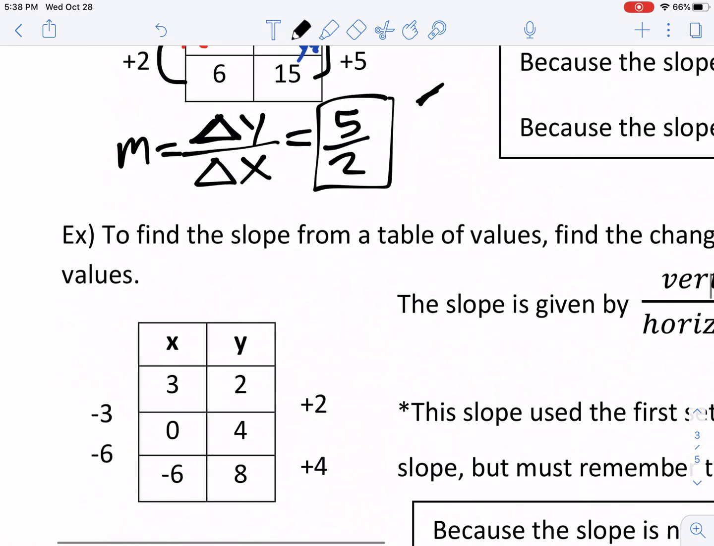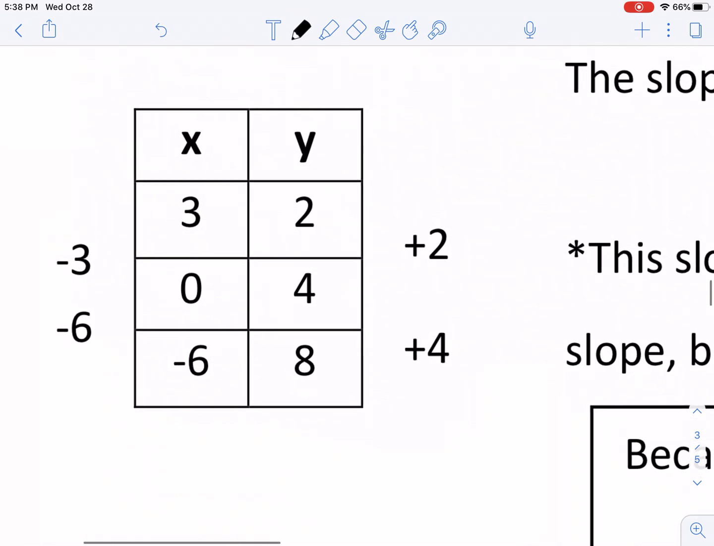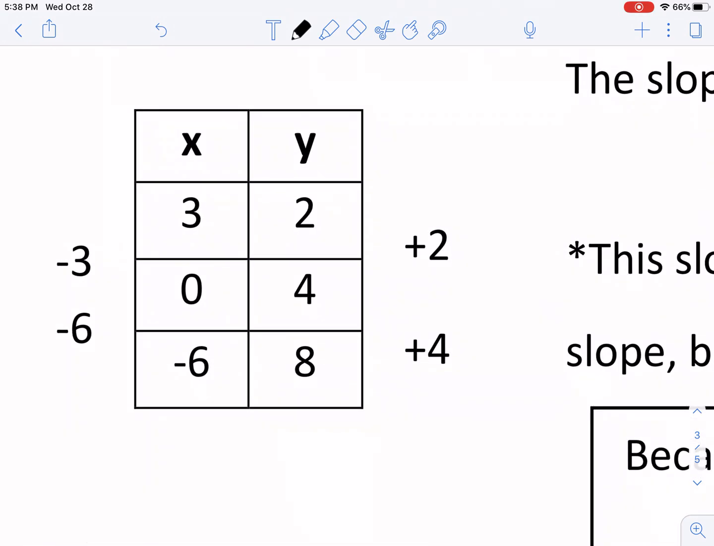Let's try one more using the change of y and change of x method, and then the slope formula method. Again, when we're looking for the change in y, we're saying as I move down the table, how do things change? To go from 2 to 4, I'd have to add 2. Then to go from 4 to 8, I'd have to add 4. Notice those two are different, but that's okay because we're going to get to the same slope, and you're going to see that here.